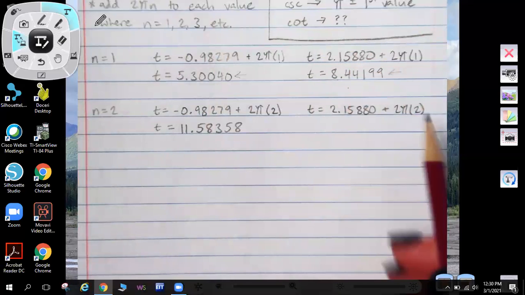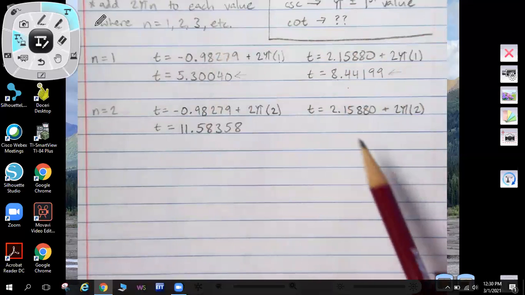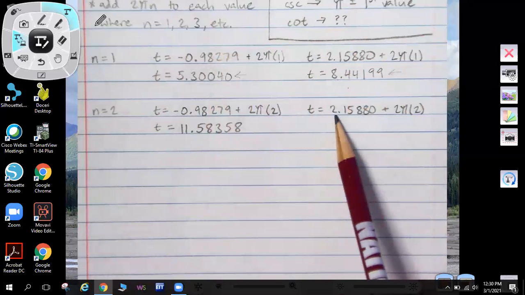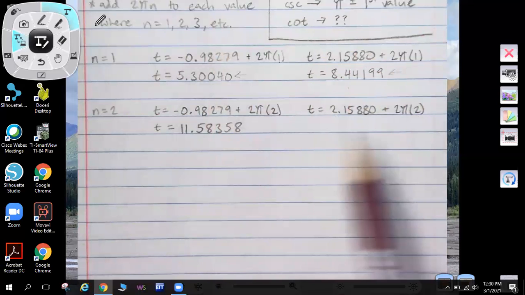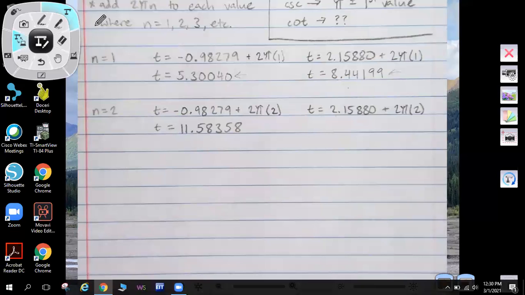So I'm certain now that this one's going to be out of the interval, because we're starting with an even bigger number right here and still adding 2 pi times 2. So I'm not even going to do that work. It should be between 14 and 16 around there. Just 2 pi times 2 is close to 12, and then plus the 2.